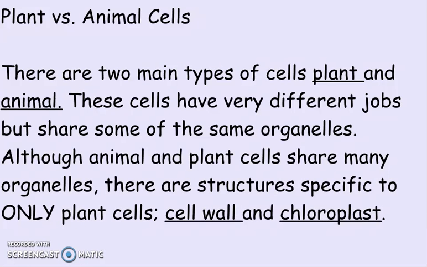If we talk about some differences between plant and animal cells, those are the two main types, the two structures that are specific only in plant cells are the cell wall and the chloroplast. So let's talk about what those are.